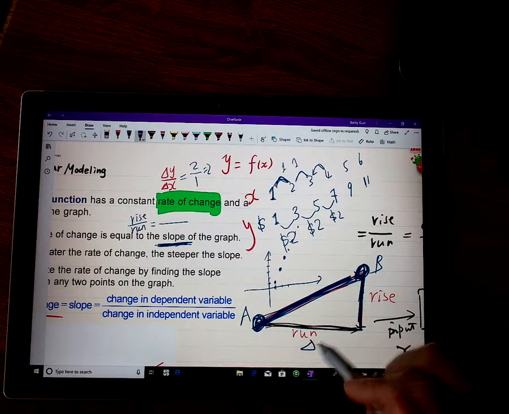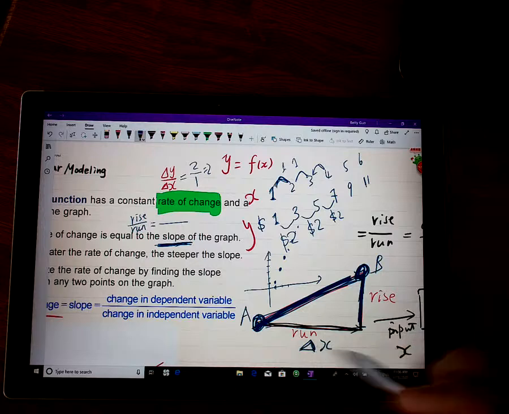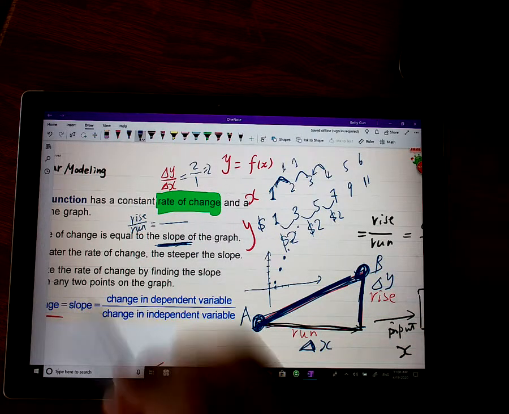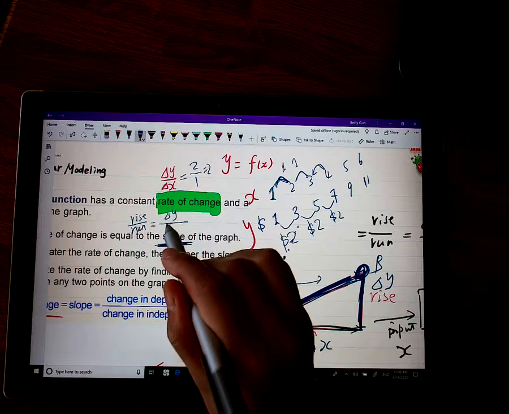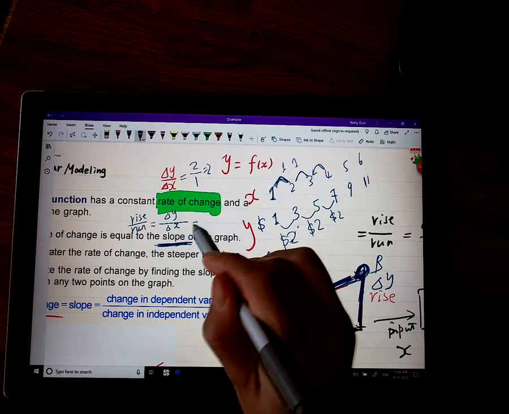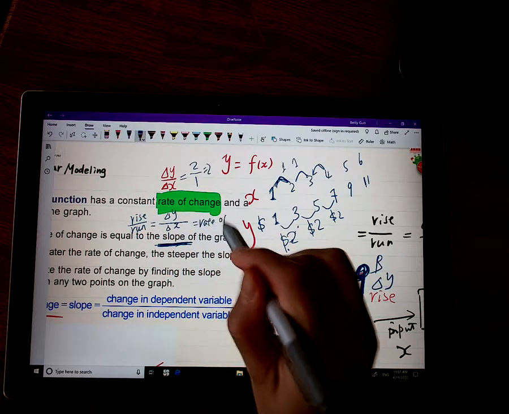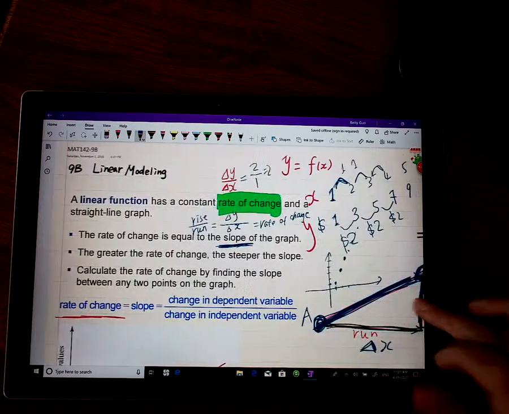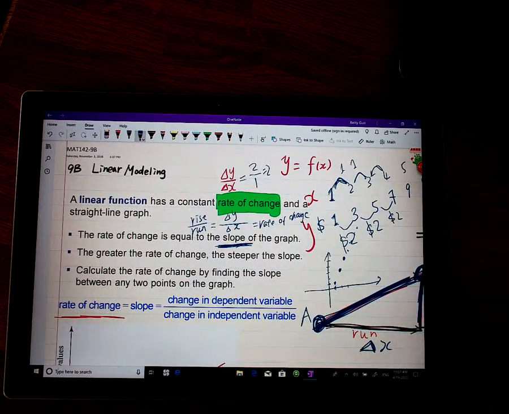And actually the run is the change in x. The rise is the change in y. So rise over run is the change in y over the change in x. That is the rate of change. Can you connect them together? They are the same thing actually. Bullet number 2. The greater the rate of change, the steeper the slope. We understand that, right?